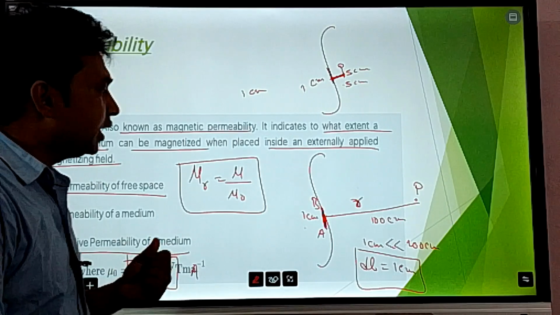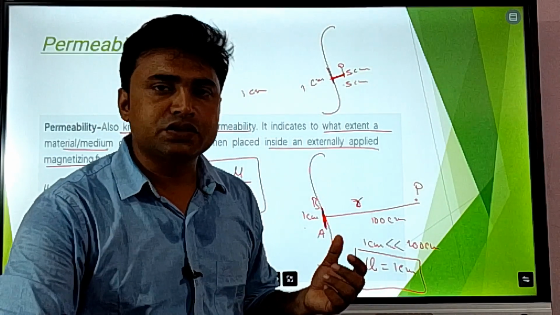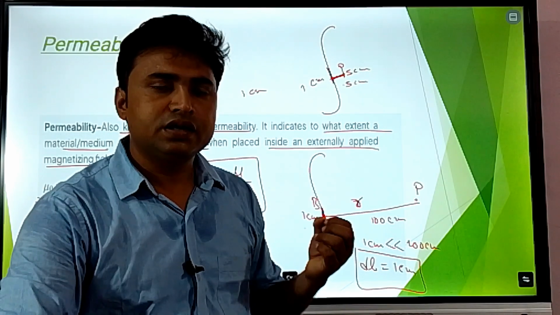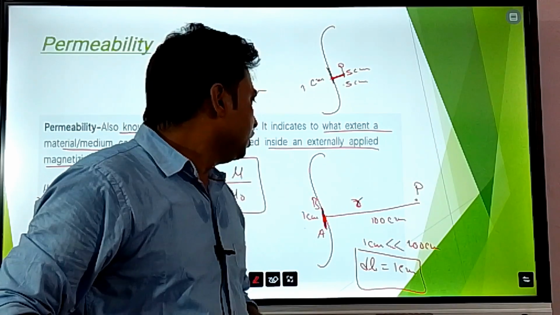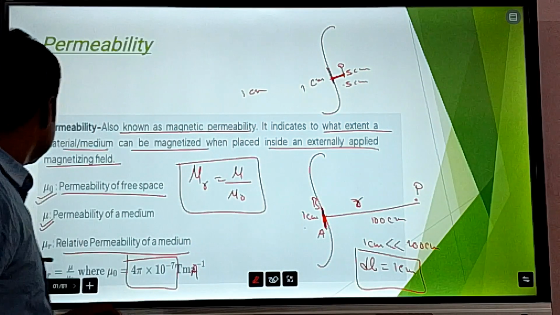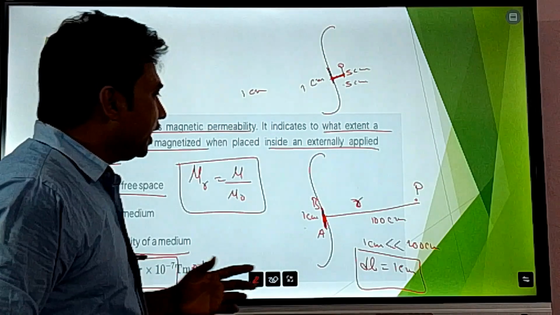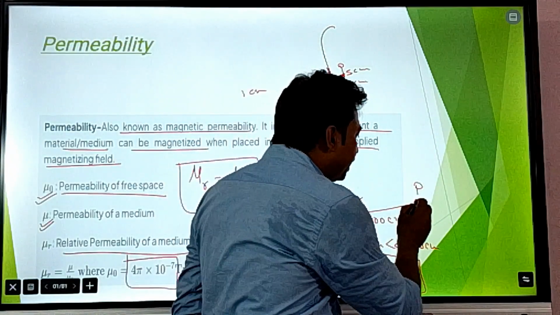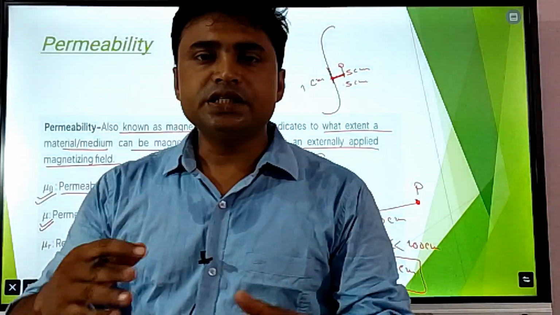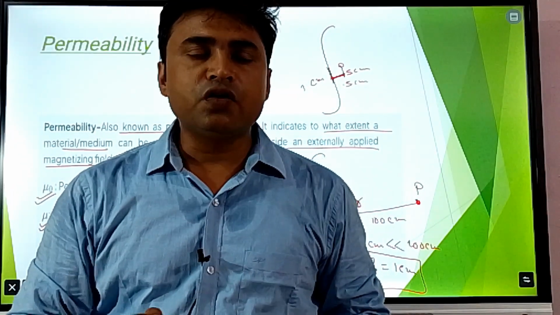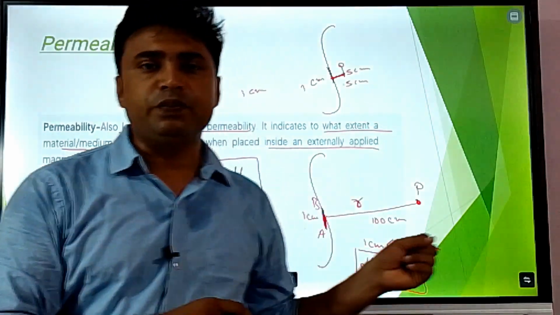So we have understood the current element, and we have also derived an expression for the Biot-Savart law. So let's find out the direction of the magnetic field at point P. Here at P, a magnetic field is produced. So what is its direction? How do we find the direction of the magnetic field at P?